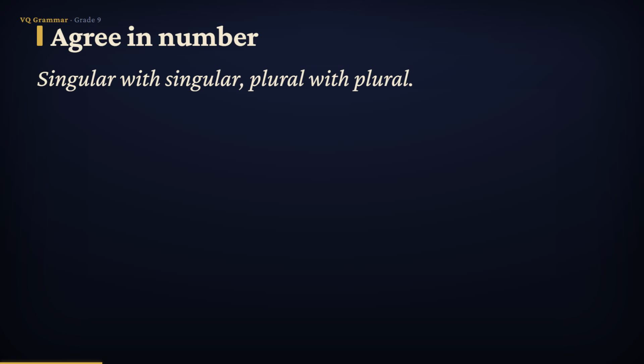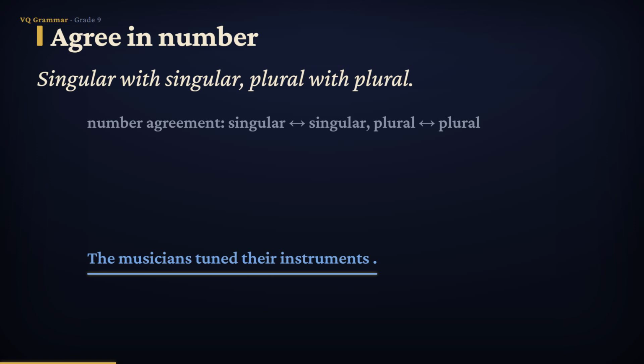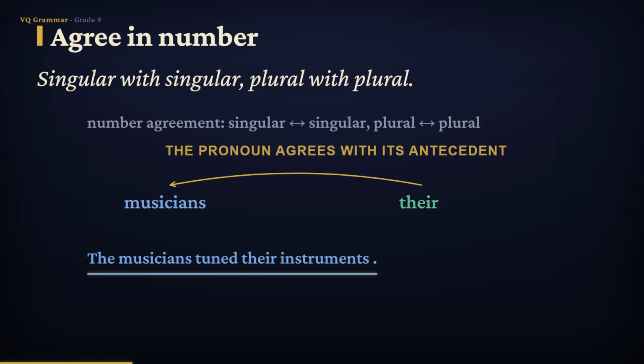The first kind of agreement is agreement in number. That just means singular matches singular and plural matches plural. Take this sentence. The musicians tuned their instruments. The antecedent is musicians, and that's plural, more than one. So the pronoun has to be plural too, and their is exactly that. See how their reaches back to musicians?